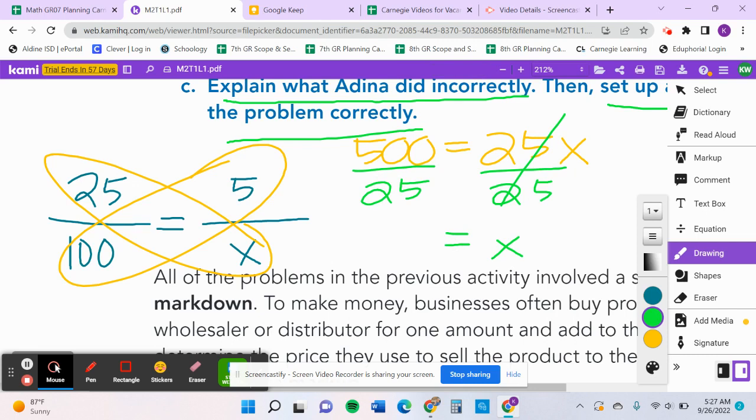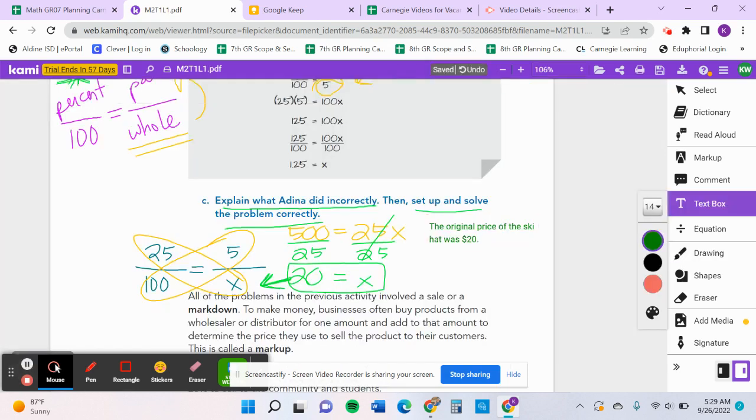Pause here, take a moment to copy all of this down, and solve. The answer you get is 20. So the original price of that ski hat was $20. Go ahead and place your answer in a complete sentence. The original price of the ski hat was $20. Also, if you look at our proportion and you were to read it, it would basically say 25% of 100 is equal to $5 out of $20.